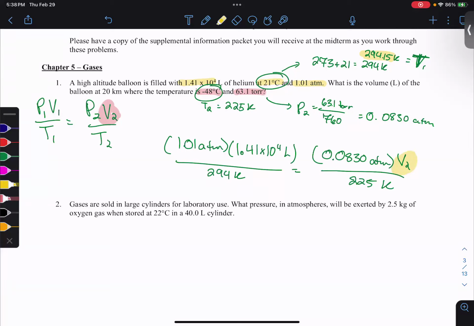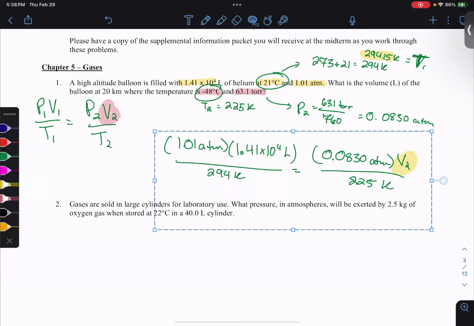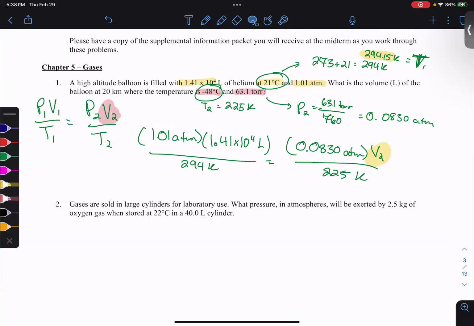So temperature is going down, but pressure is also going down. So we can't really use Boyle's law or Charles' law here. But we can account for both of them at the same time in the combined gas law, because we see that they do opposite effects. But it looks like the pressure is the more dominating effect, because our balloon increases its volume to 1.31 times 10 to the 5 liters. So it increases an order of magnitude.